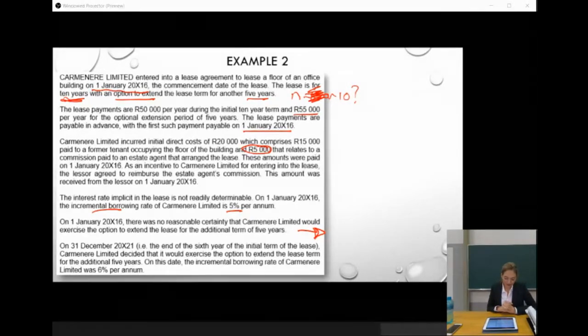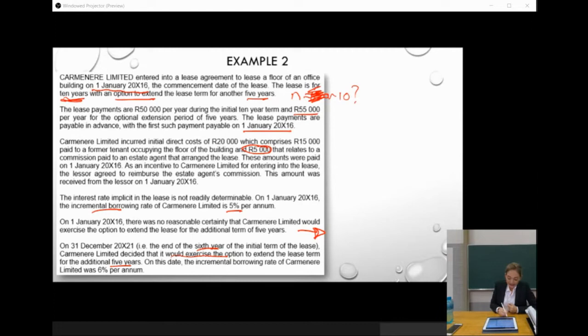On 31 December X21, the end of the 6th year of the initial term of the lease, Commoneer Limited decided that it would exercise the option to extend. So now Commoneer is changing her mind. Sorry, I'm changing my mind. And we are going to use it for the additional 5 years. And on this date, our incremental borrowing rate will be 6%.